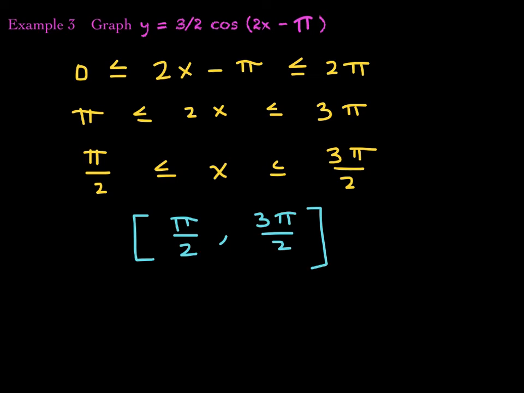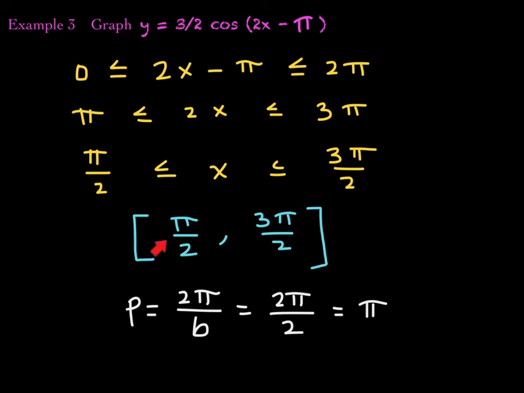What I want to do here before we move too much further into this problem is state what the period is. Now remember, the period is 2 pi over b, but notice that your b value, the coefficient of x, is 2, so the period is pi. The interval over which it completes that period is from pi over 2 to 3 pi over 2. What we're going to do next is take this interval and find the midpoint of this interval, and we will find the quarter points as well.